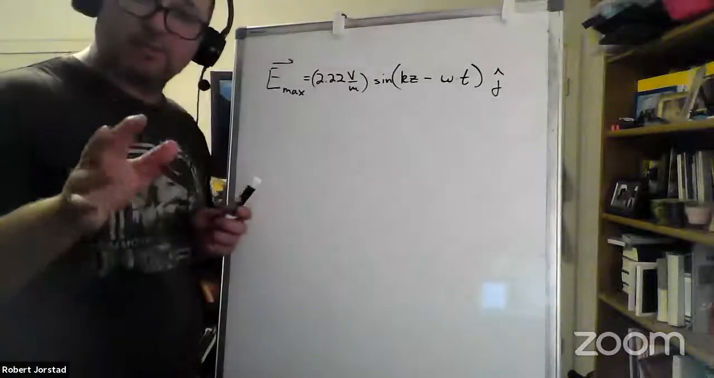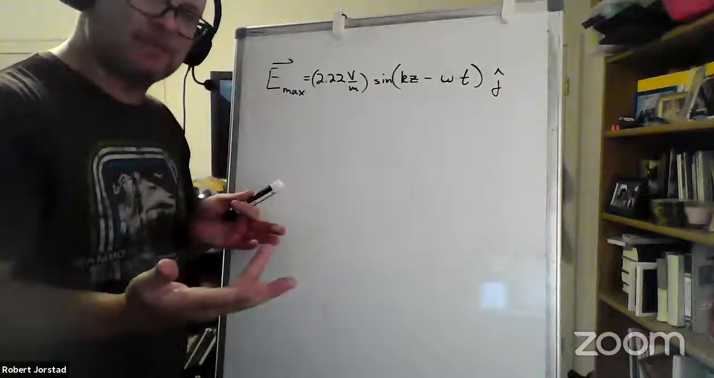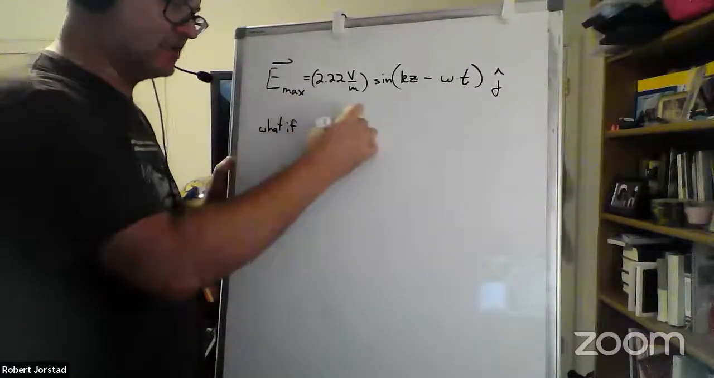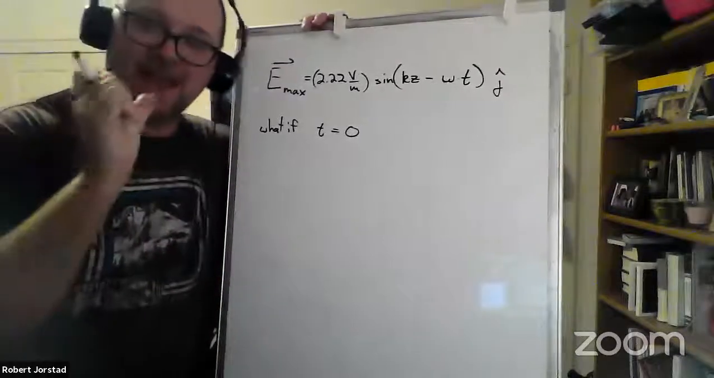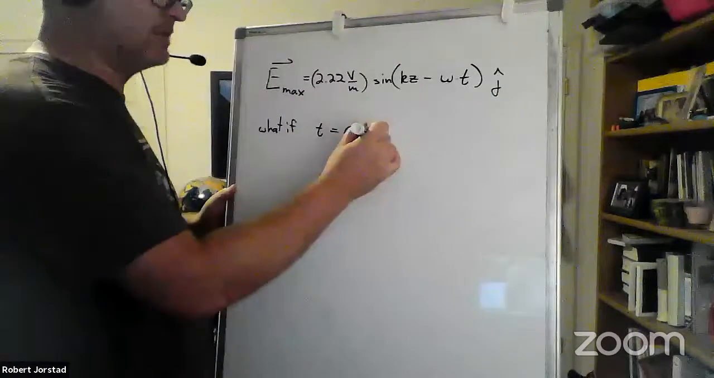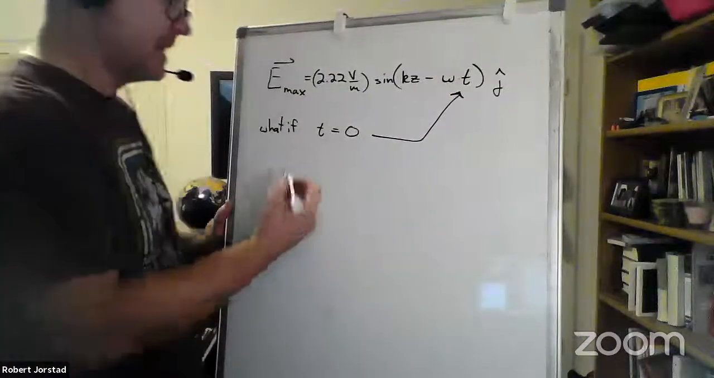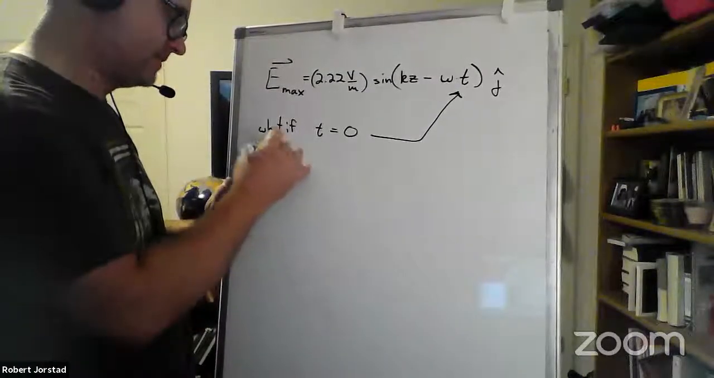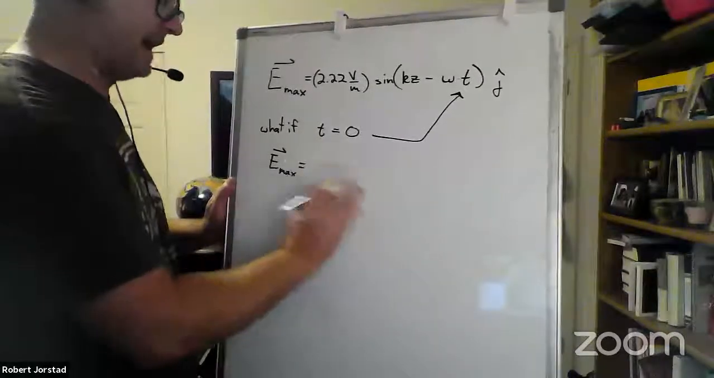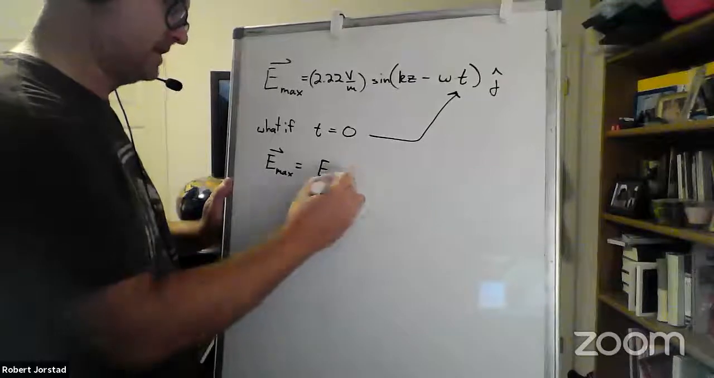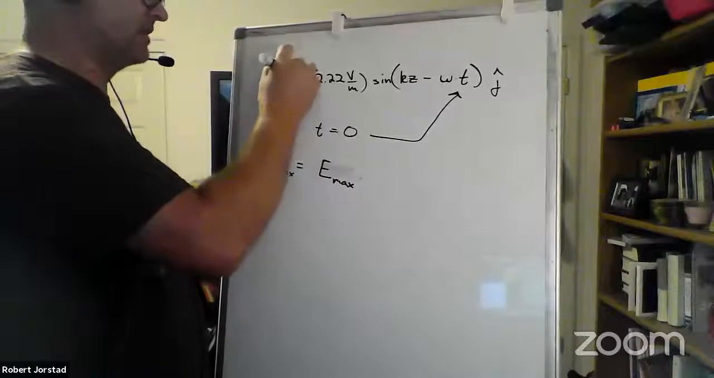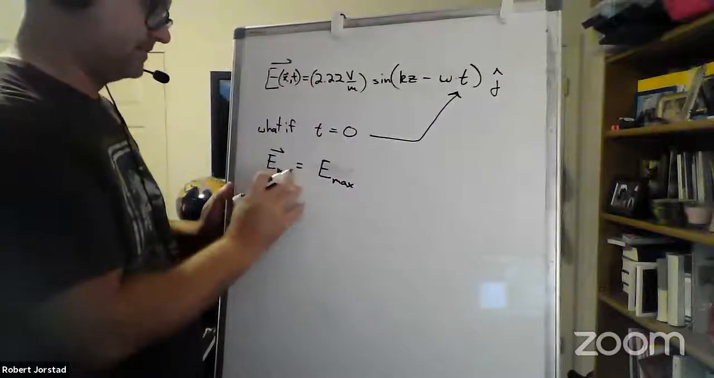Now, I want to look at this in a couple of different ways. Let's say, what if T equals 0? That would be like taking a snapshot of the wave at one instant in time. Well, if I set T equal to 0, this term drops out. And then it would be E max is equal to 2.22 volts per meter. I'm just going to say E max because I'm tired of writing that. This is E as a function of X and T. Let's just say E.